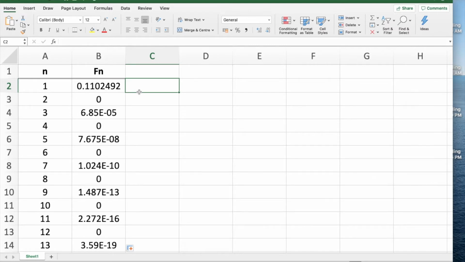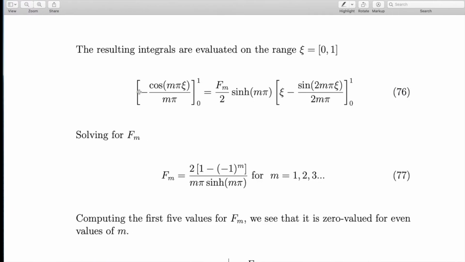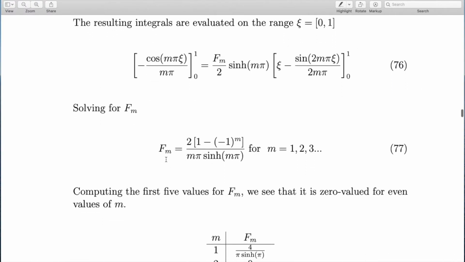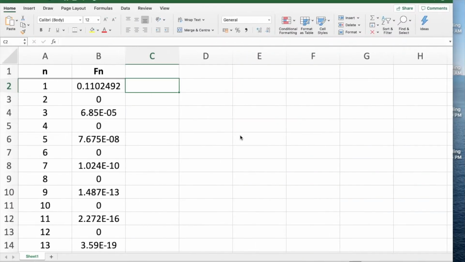and that makes sense because if we scroll back to our definition of what this constant of integration is, it basically says that every time m is even, we have 1 minus 1 in the numerator, which goes to 0. So we can actually use this fact to save time. We'll only bother calculating the odd index terms in our series solution.